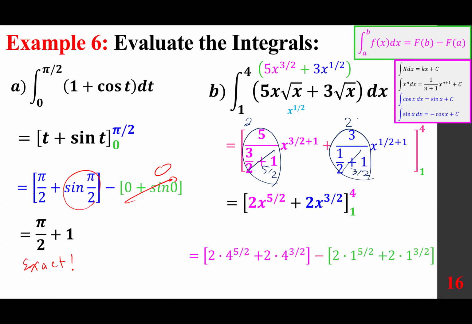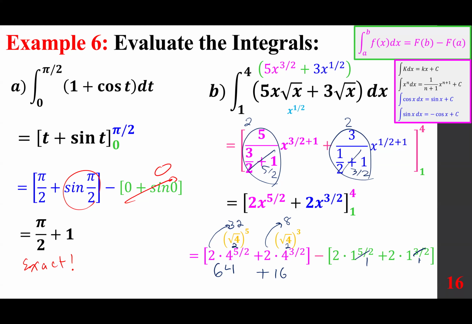Let's evaluate. 4 to the power of 5/2 means the square root of 4, which is 2 to the power of 5, which is 32. So you have 64 here. 4 to the power of 3/2 means the square root of 4, again 2, cubed means 8. 2 times that makes it 16.